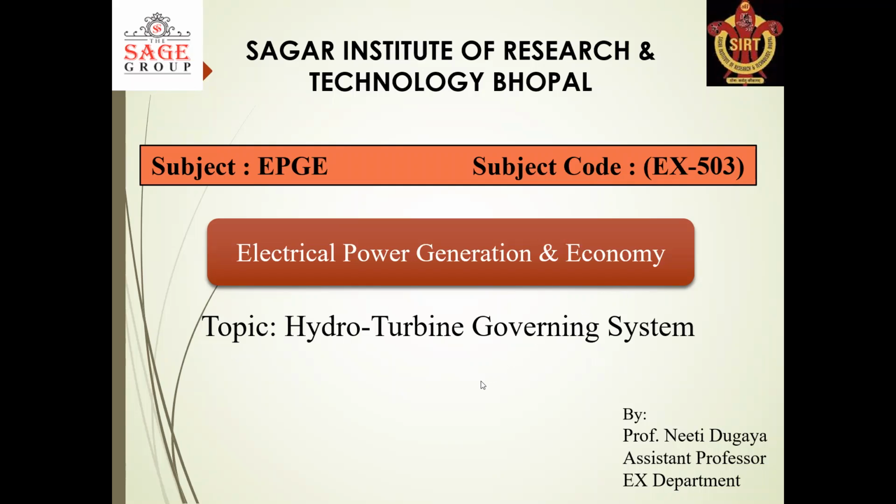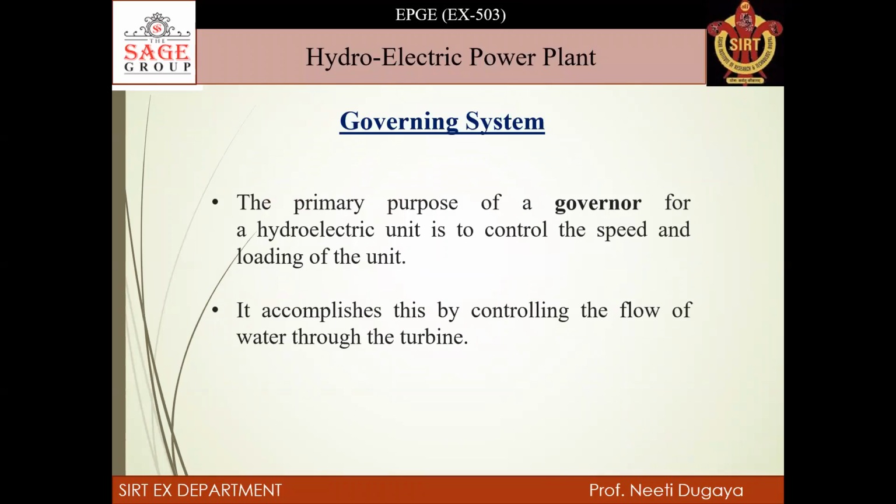So today we'll discuss the hydro turbine governing system, which is the integral part of hydroelectric power plant, which is very, very important. Let's move further and discuss what is governing system. So the governing system is there to control, right? The primary purpose of a governor for a hydroelectric unit is to control the speed and loading of the unit. And it accomplishes this by controlling the flow of water through the turbine.